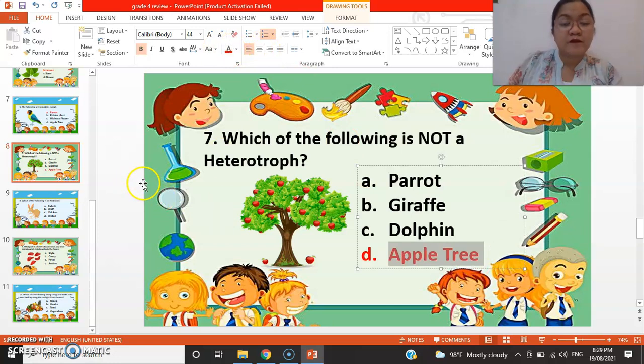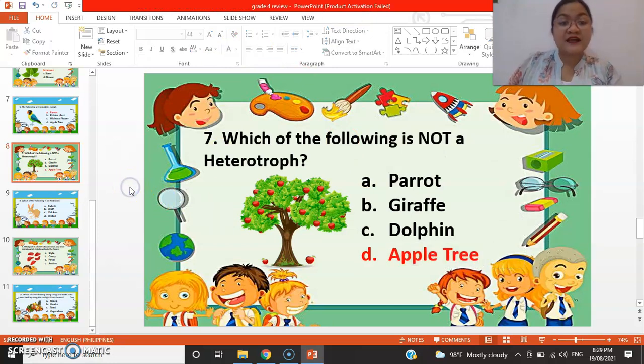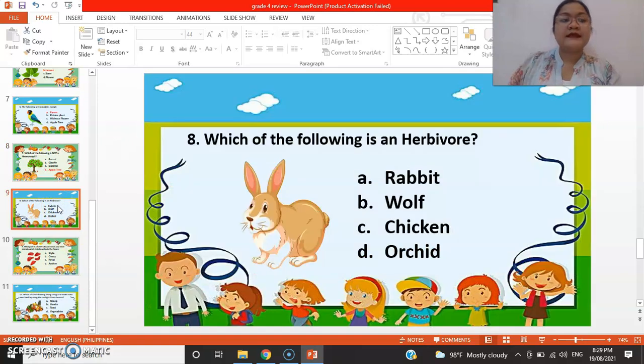So why apple tree? Because the apple tree can make its own food. Very good. Next, number 8. So which of the following is an herbivore? Again, when we say herbivore, these are animals that only eat plants.